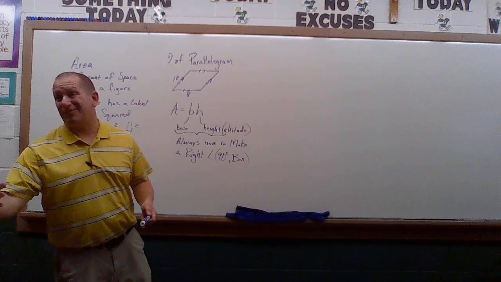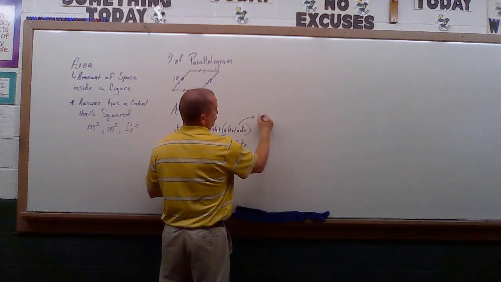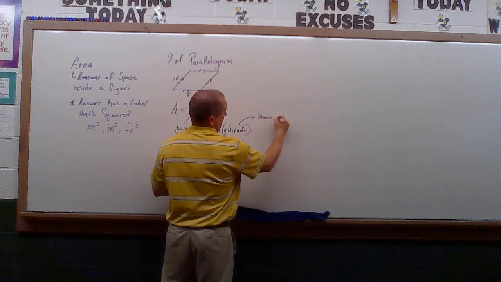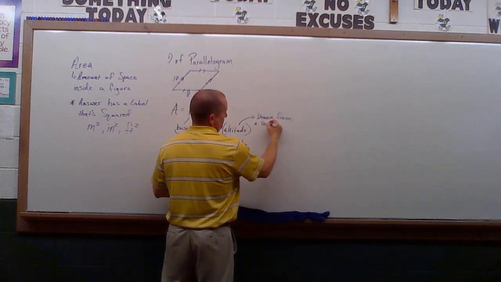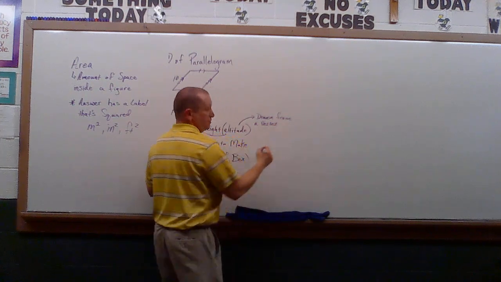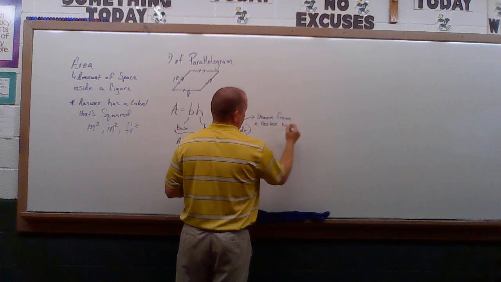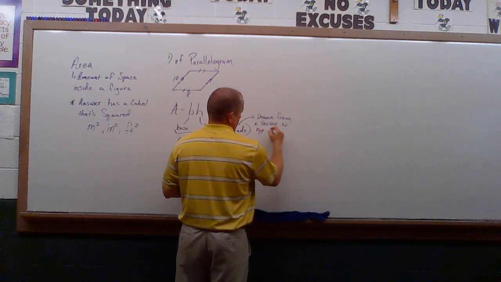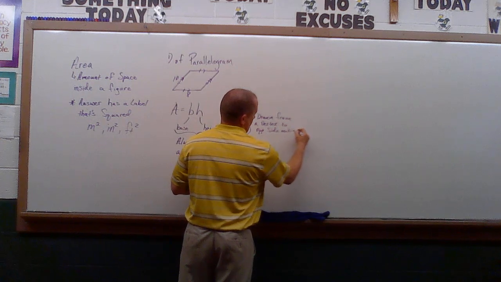Okay, so normally, 95% of the time, when we have an altitude, it's drawn from a vertex. What's that mean? Where 2 lines meet, a point, right? To the opposite side, making a 90-degree angle.